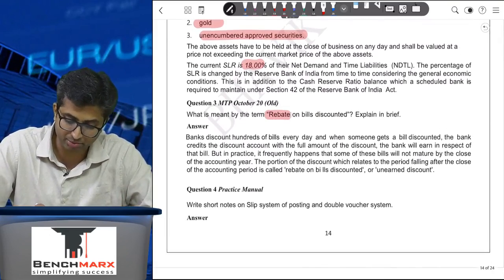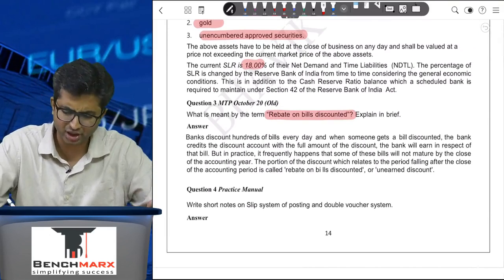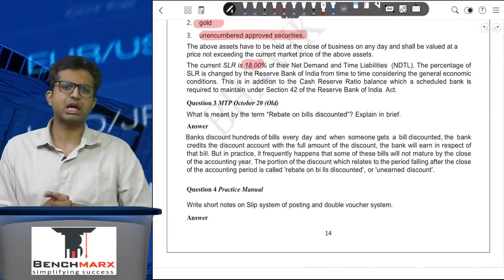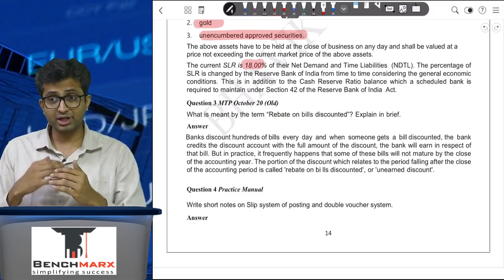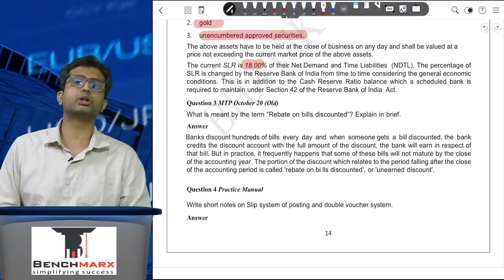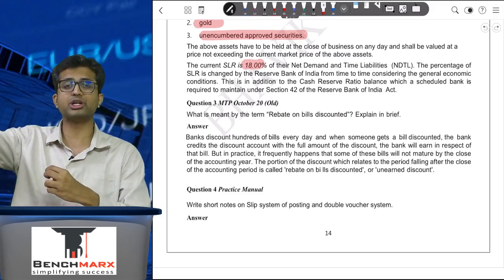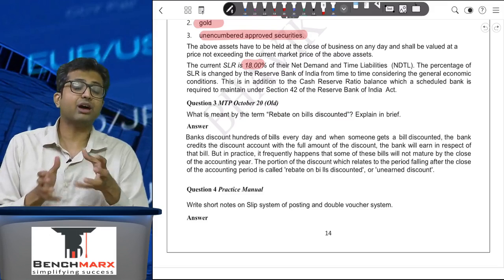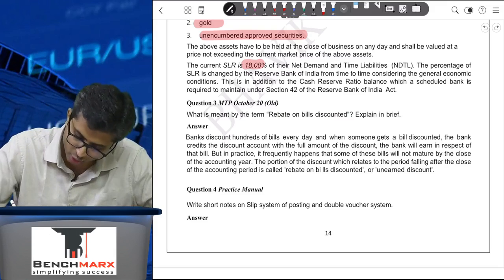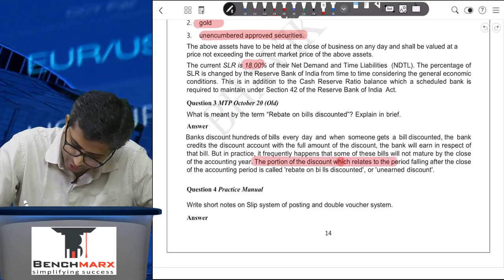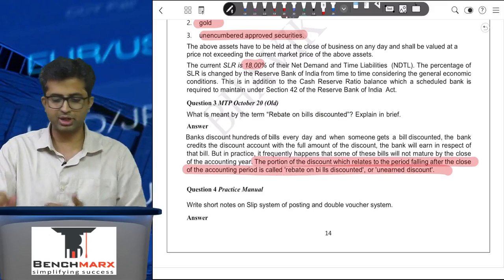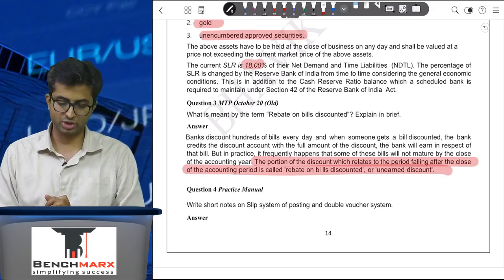What is meant by rebate on bills discounted? Typically, on bills discounted, the bank would earn an income, and this income is taken as income in the P&L. However, it might happen that this income on bills is to be recorded over the tenure of the bills, and it is possible that the maturity date is after the balance sheet date. So like an unearned revenue or unearned income account, you'll open the rebate on bills account. The portion of discount which relates to the period falling after the close of the accounting period is called a rebate on bills discounted or unearned discount account.